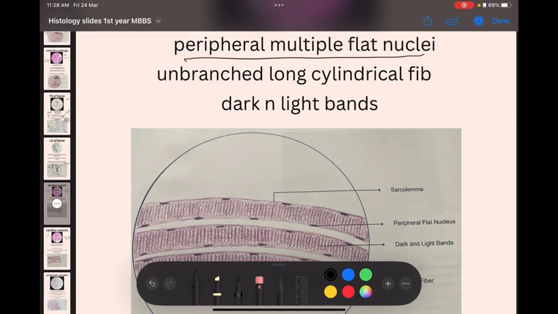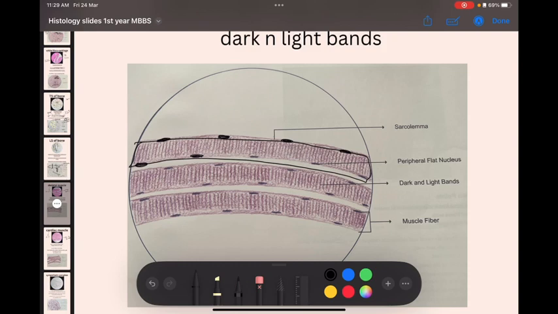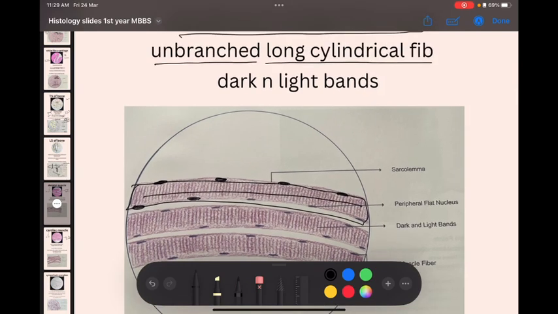Again, coming to the points: peripheral, multiple flat nuclei. See, this is a skeletal muscle fiber or a single cell. We consider this as a single cell in the case of skeletal muscle, and it has multiple flat nuclei along the periphery. It is an unbranched, long, cylindrical fiber. This is not branched, it is single all over the course, and it is a long, cylindrical fiber.